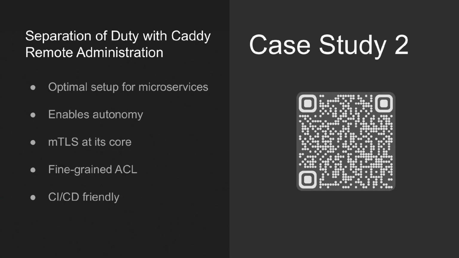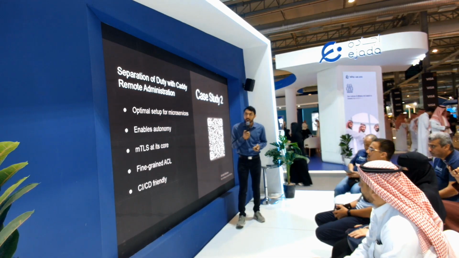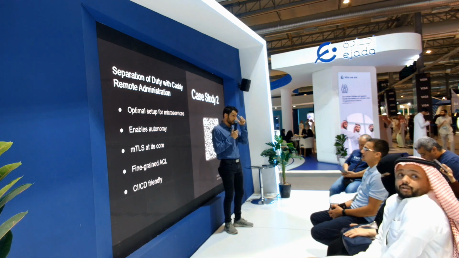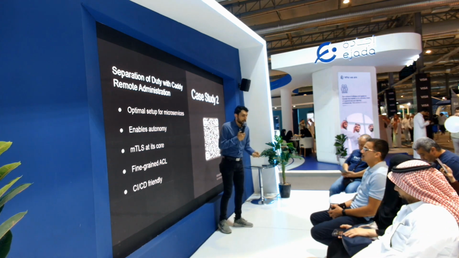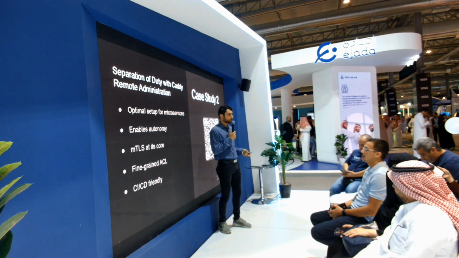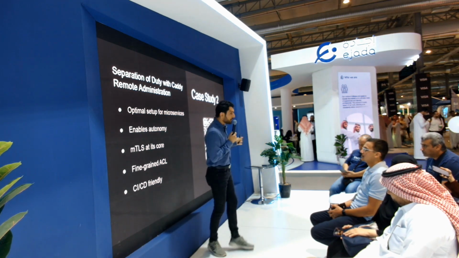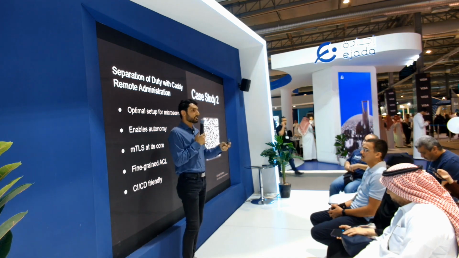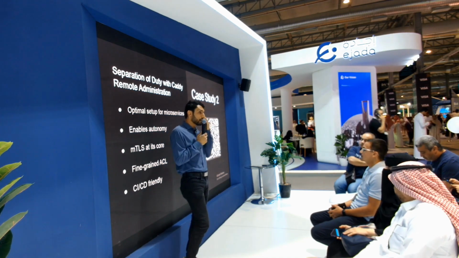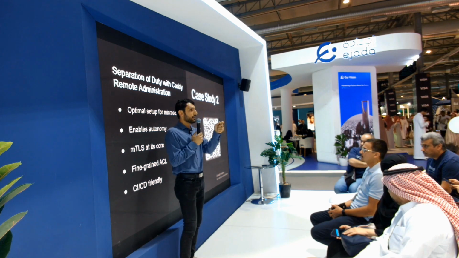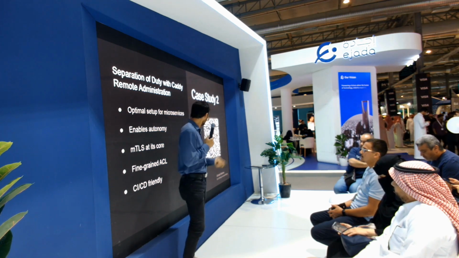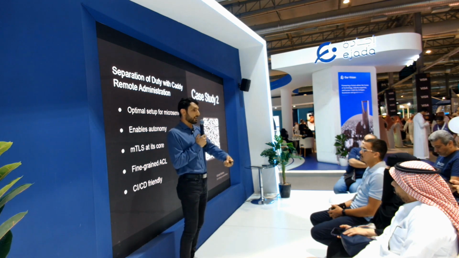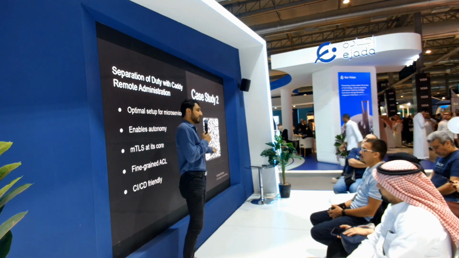The next case study is to prove the claims that I've shown earlier. Caddy allows you to have separation of duty and remote administration. What does that mouthful mean? Let's assume you have multiple teams. If you have 3 teams and each team is responsible for some domain name or some segment of your microservices infrastructure where they are not allowed to touch everything else, then you can give them autonomy to configure Caddy however they like without actually impacting everybody else.